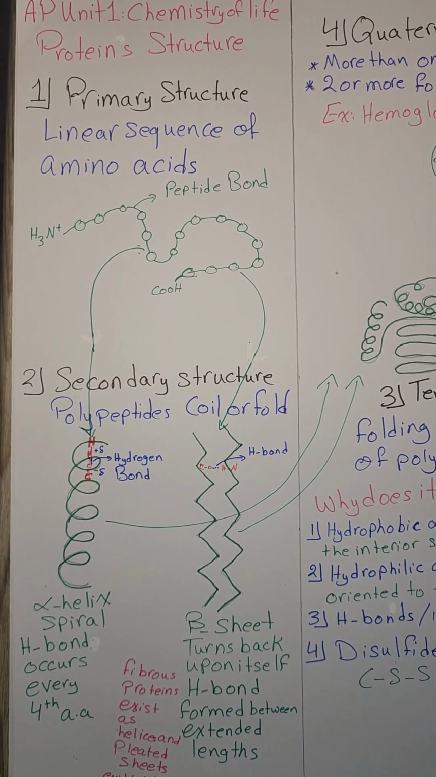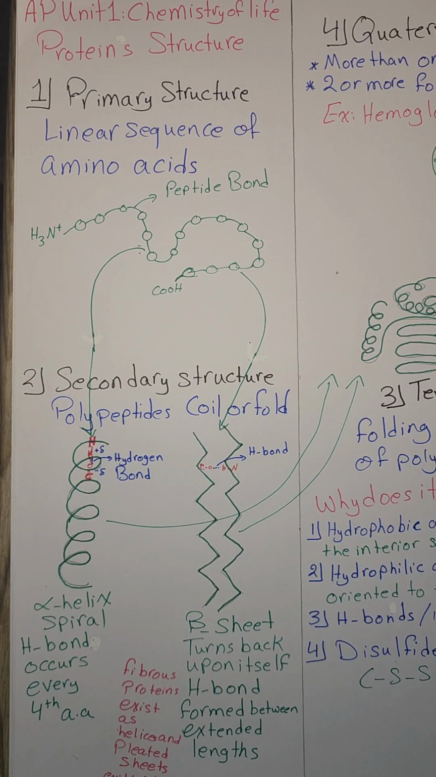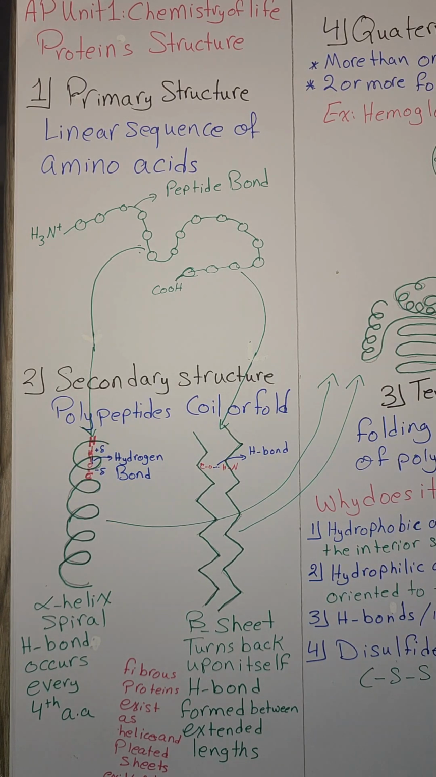In this video, we are going to discuss protein's structure, or the shape of the protein, under AP Unit 1, Chemistry of Life. In the previous video, we said that from 20 amino acids, we can have a wide array of proteins. We can better understand it by relating it to the 26 letters in the English alphabet. From just 26 letters, we can create millions of words. Similarly, from the 20 amino acids, we can have hundreds of thousands of proteins.